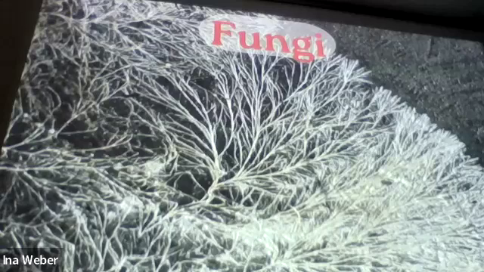And one is for the fungi to be present. It needs a host, but it also needs environmental conditions. And it's only when all three of those things are right that the fungi will be pathogenic.